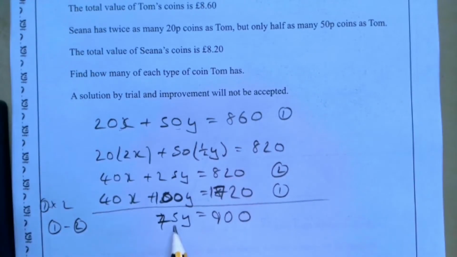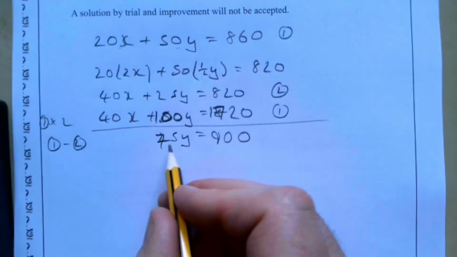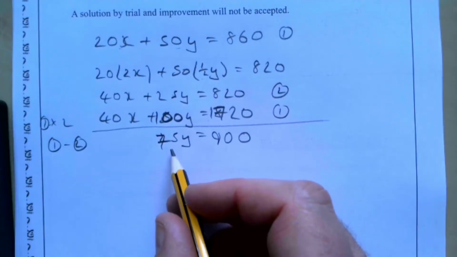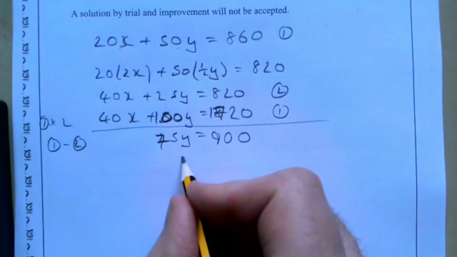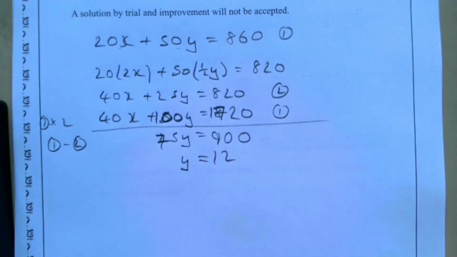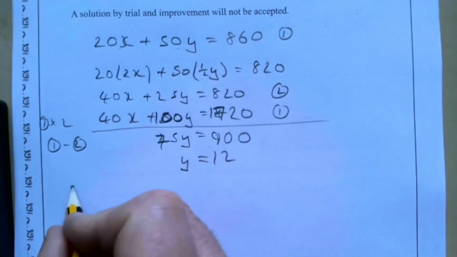How do you work out how many 75s there are in 900? Well, 2 75s would be 150, so 4 75s would be 300, so it's going to be 12. So y is going to be 12. Substitute it into either of your two equations, so I'm going to substitute it into equation 1.